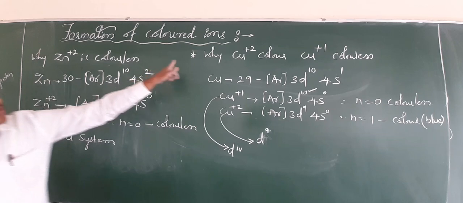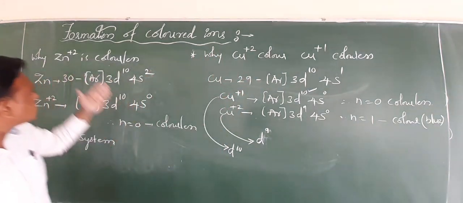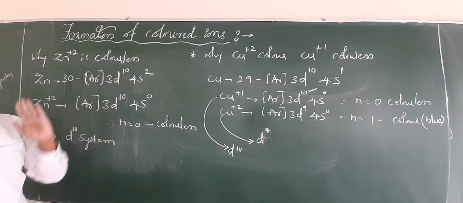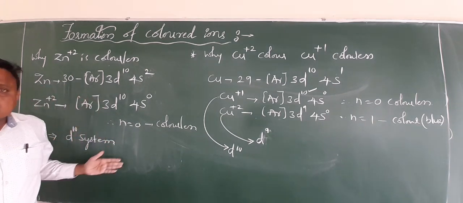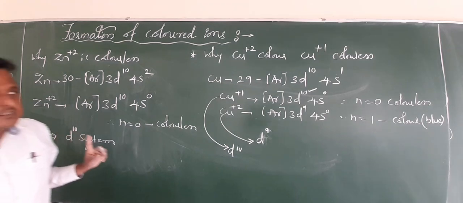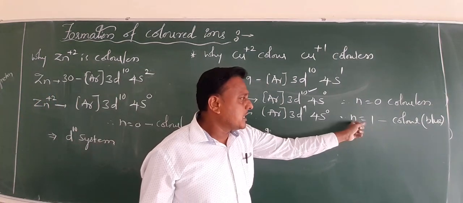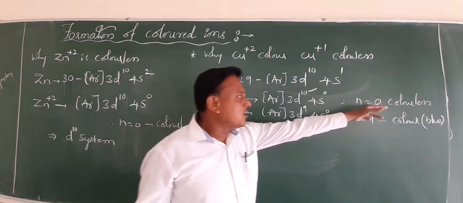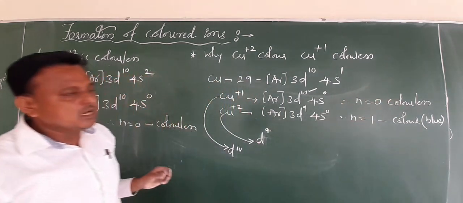I will give the question also: why copper 1, copper 2, why zinc, why scandium, do they show colors or are they colorless. Keep practicing with different examples. Keep the answer in your mind: if you get the n value as a number, it becomes colored. If the n value is 0, it is colorless.